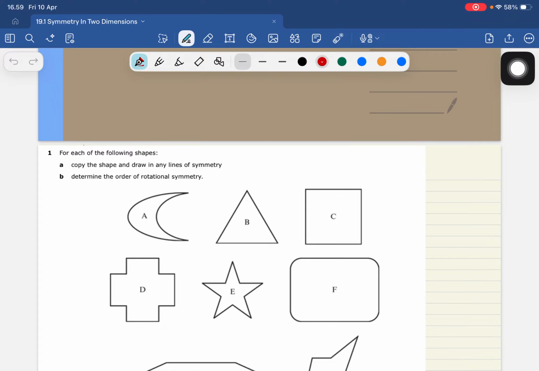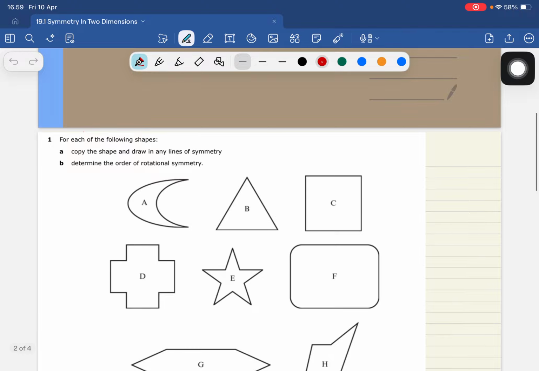Hi, in this question, I'm going to solve practice questions for symmetry in 2 dimensions. Let us take a look. Number 1, for each of the following shapes, copy the shape and draw in any lines of symmetry. Okay, let us keep it here.